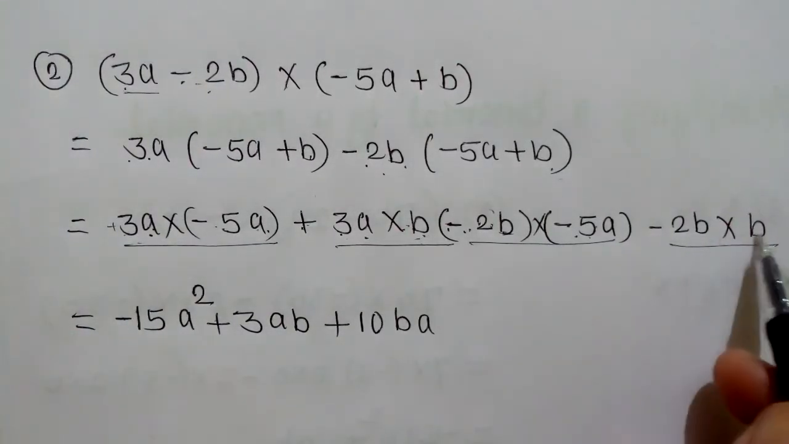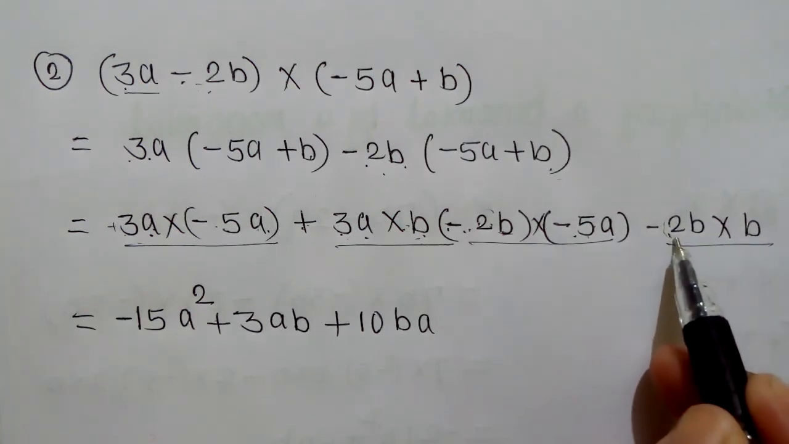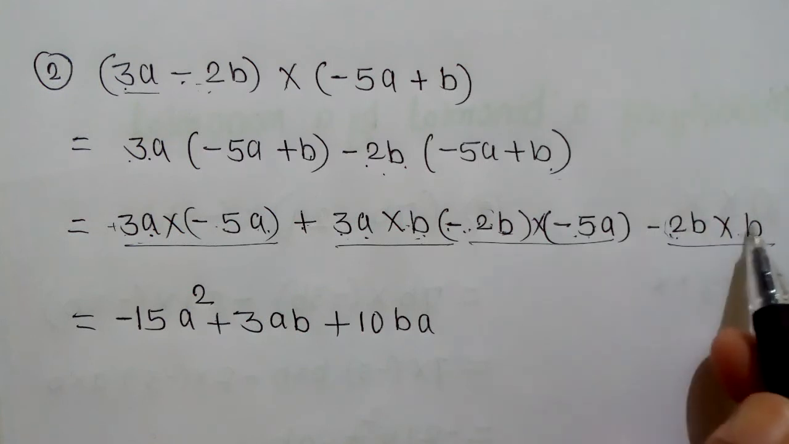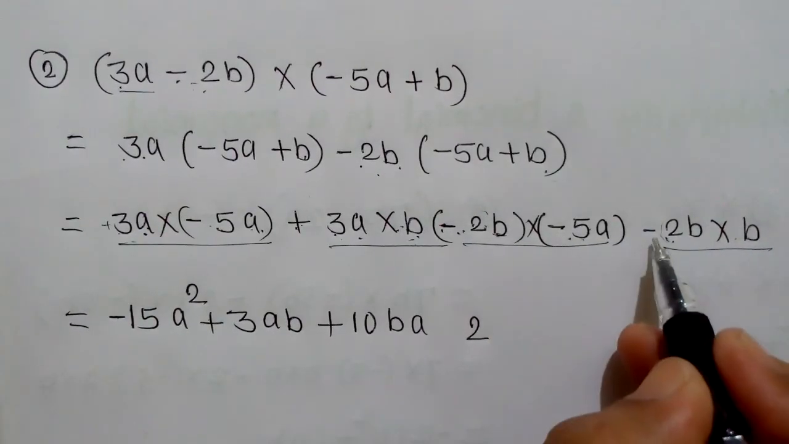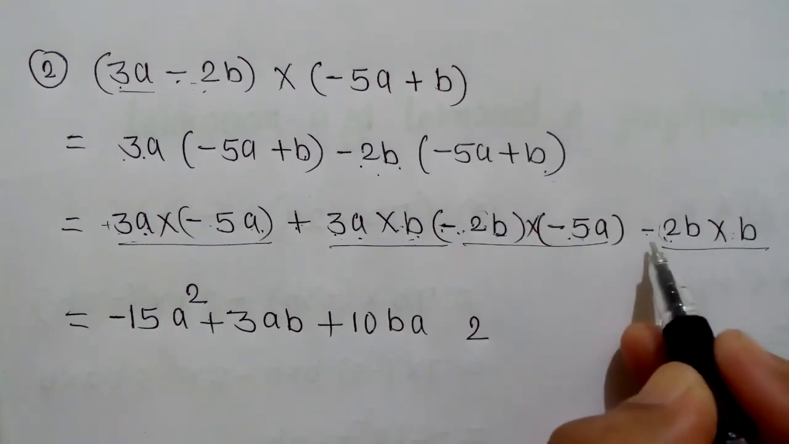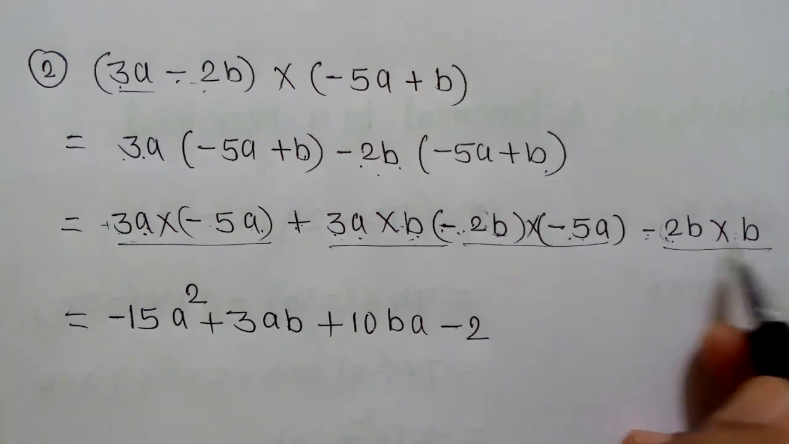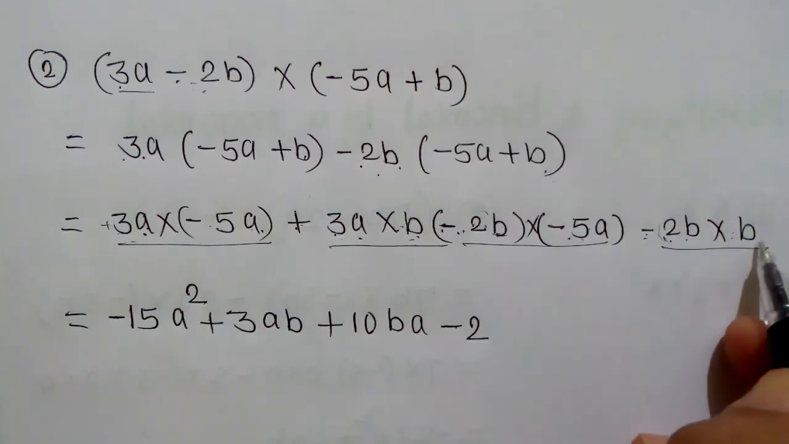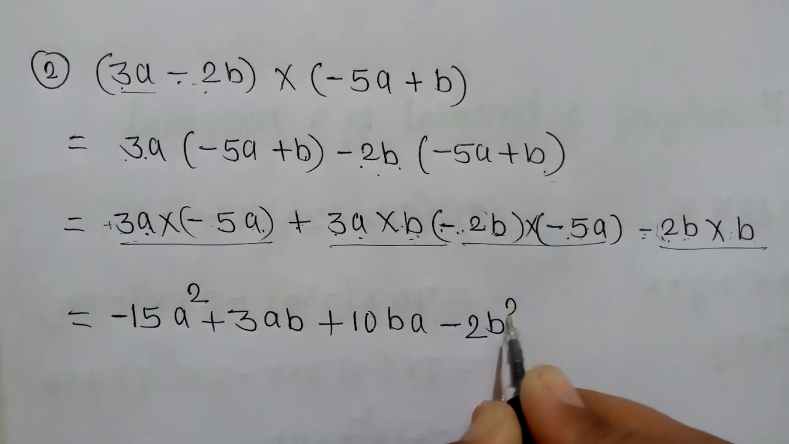Now last two terms. Negative 2b and b. Here coefficient is negative 2 and here 1. So 2 ones are 2. And what sign will be there here? Negative sign, here positive sign. So minus plus it will be minus. Now we will multiply variables. Here b and here b. B into b, it is b square.